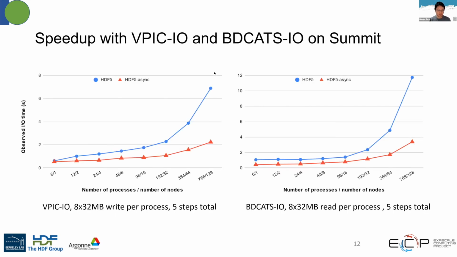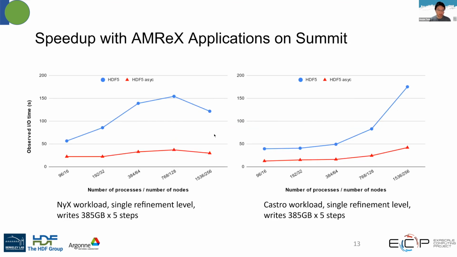So here are some results. We have tested with some benchmarks. VPIC is a write-only benchmark, and BD-CATS is a read-only benchmark. Here they are reading or writing the same amount of data, and we do see significant speedup when using async VOL.